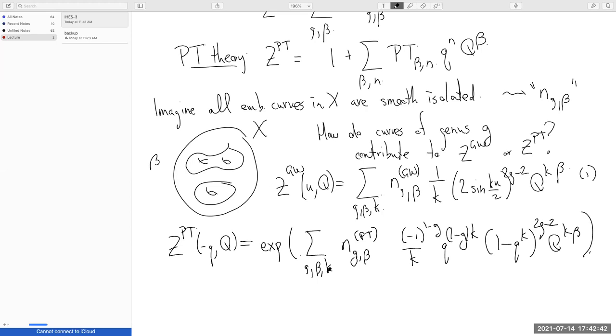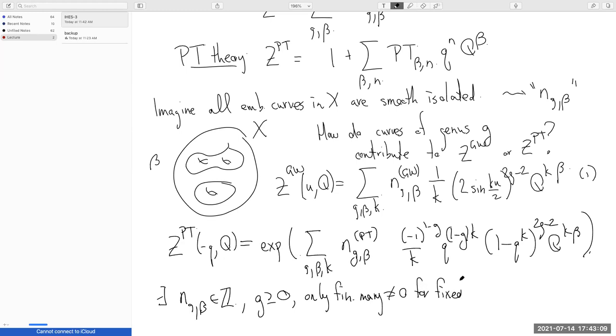And so in either perspective, this leads you to a conjecture, which is that either of these series has an expression like this, where the conjecture that you're led to is that there exist integers N_{g,beta}, which are defined when g is greater than or equal to zero, and only finitely many are non-zero for fixed beta, such that these equations hold. So this is the conjecture that you're led to from this perspective.